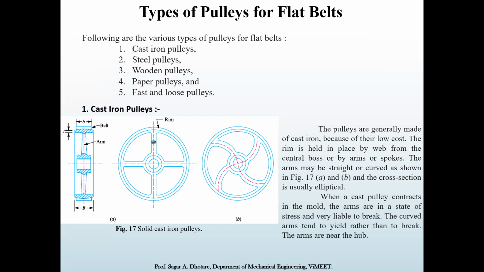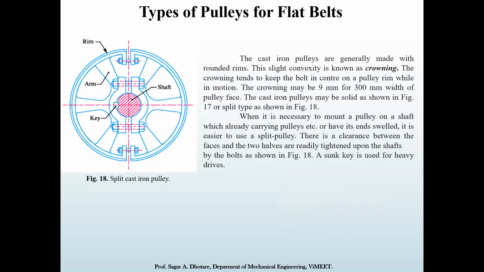When the cast pulley contracts in the mold, the arms are in a state of stress and very liable to break. The curved arms tend to yield rather than to break. The arms are near the hub as shown in the figure. So the cast iron pulleys are generally made with rounded arms. This slight convex shape, as shown in the figure, is called crowning because it is not perfectly flat, and crowning reduces the runout phenomenon of the belt.